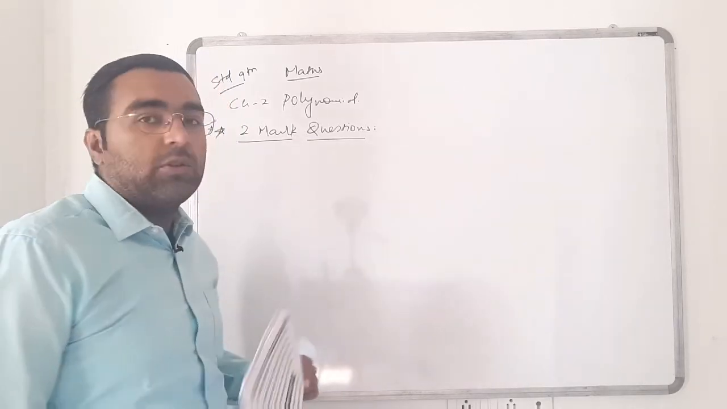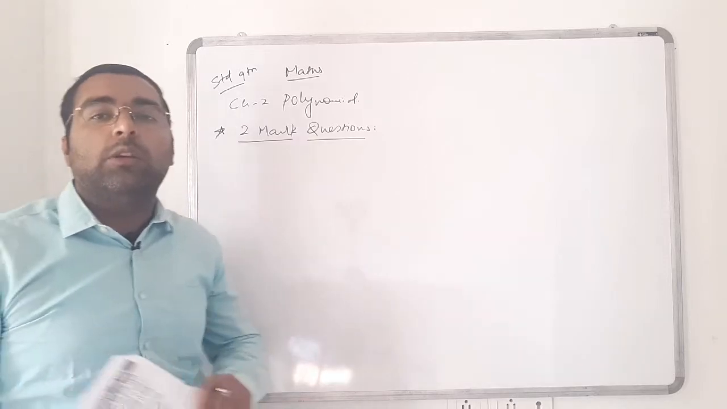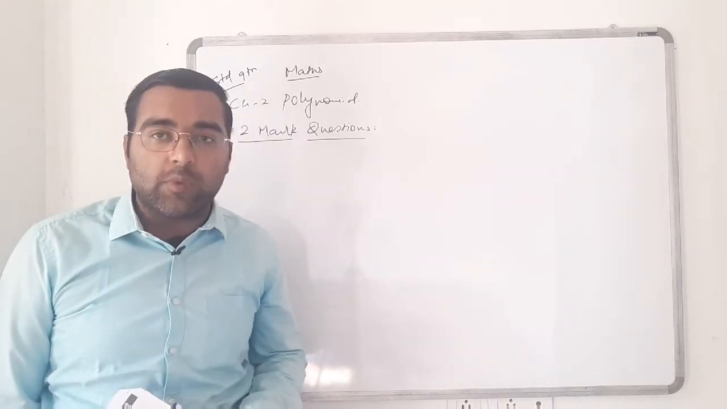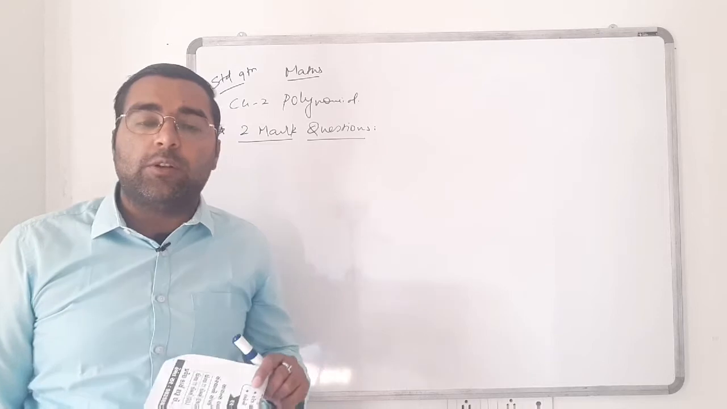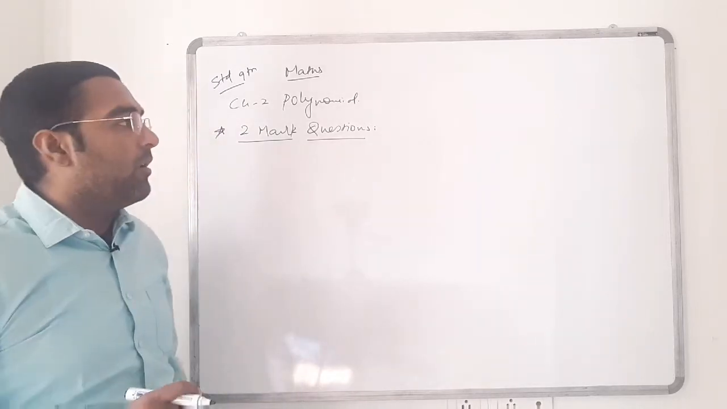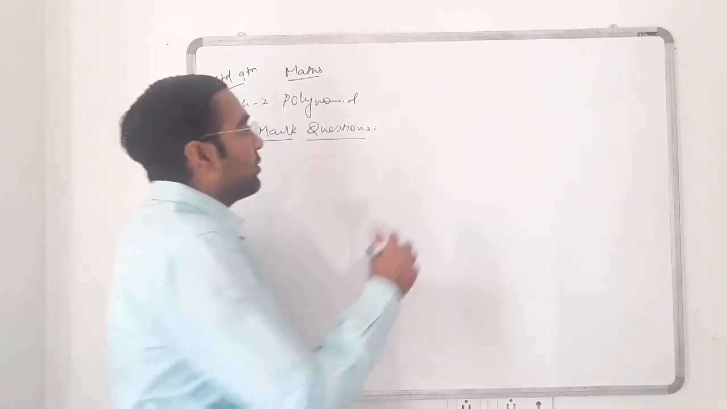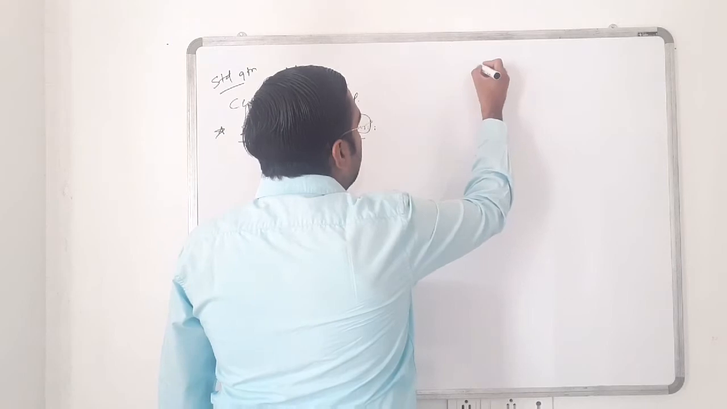Starting with the 2 mark questions from the worksheet, there is a question related to the identities. So first of all we have to revise the identities of chapter number 2. I'll write the identities here, so please note down the identities again.